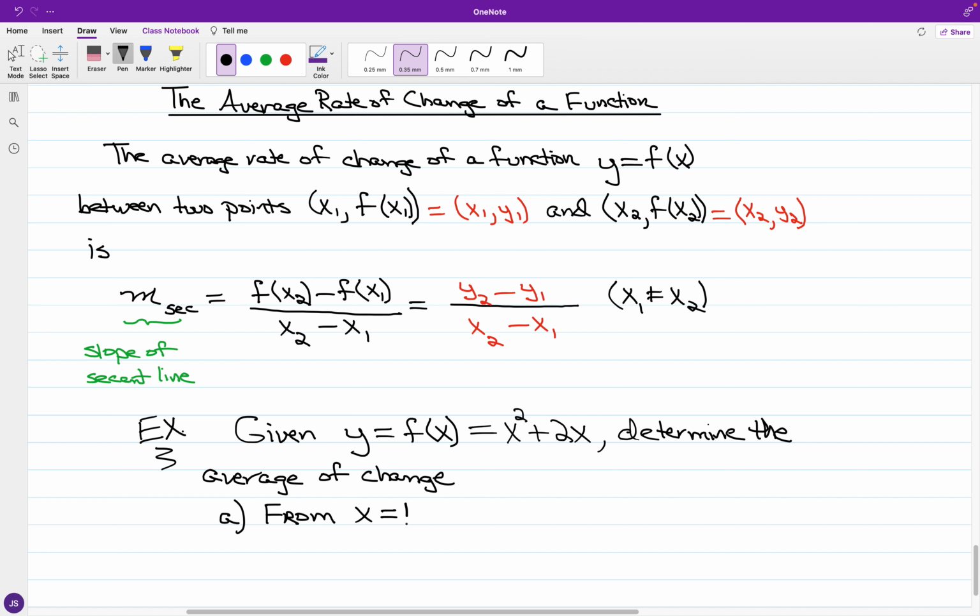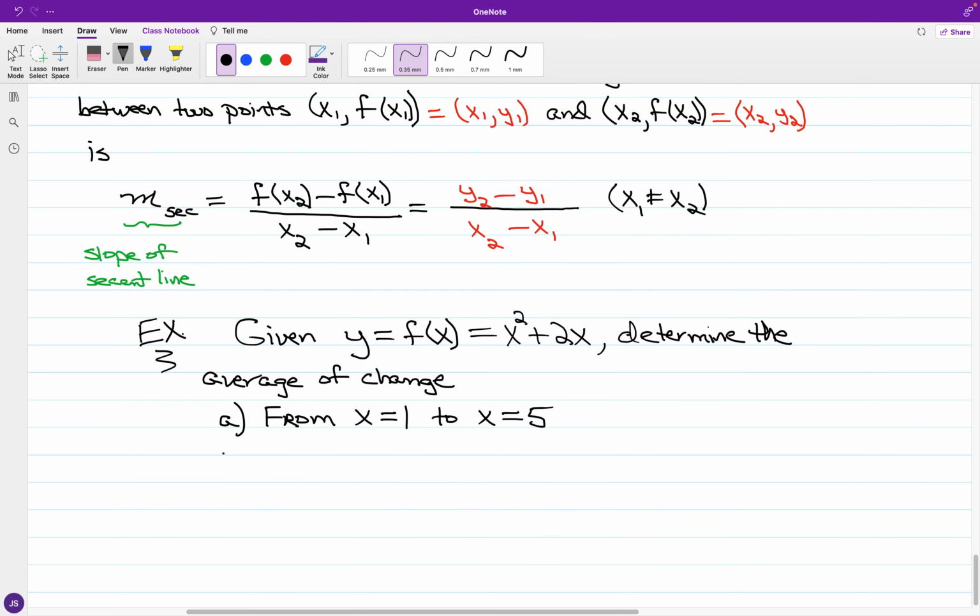we have from x equals 1 to x equals 5, and then second, we'll keep the same initial point. So you have going from x equals 1 to x equals 9. Okay, so we're still looking for slope.